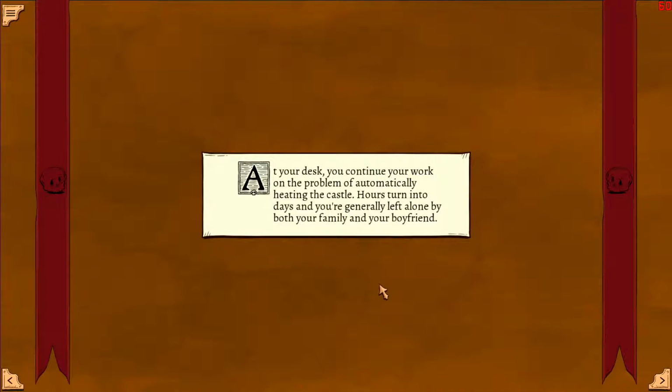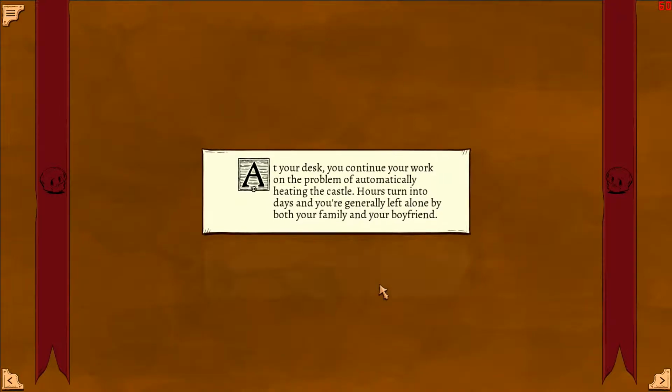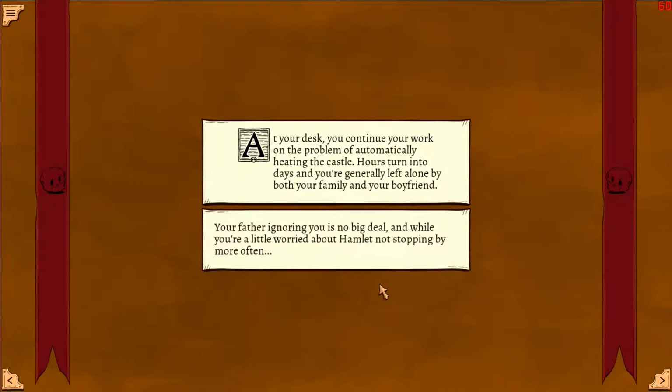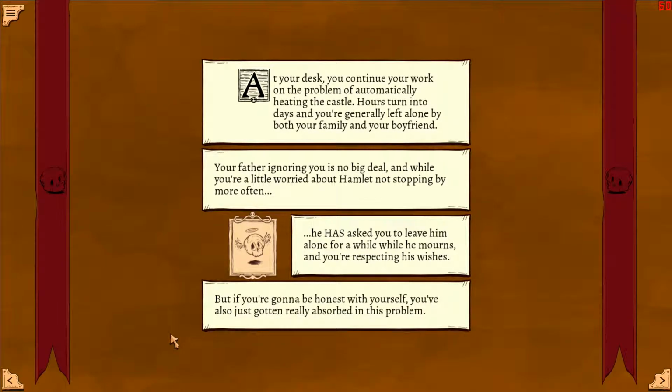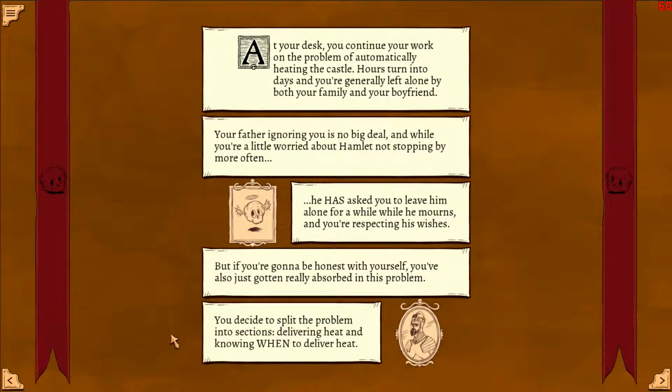Hours turn into days and you're generally left alone by both your family and your boyfriend. Your father ignoring you is no big deal, and while you're a little worried about Hamlet not stopping by more often, he has asked you to leave him alone for a while as he mourns, and you're respecting his wishes. But if you're going to be honest with yourself, you've also just gotten really absorbed in this problem.